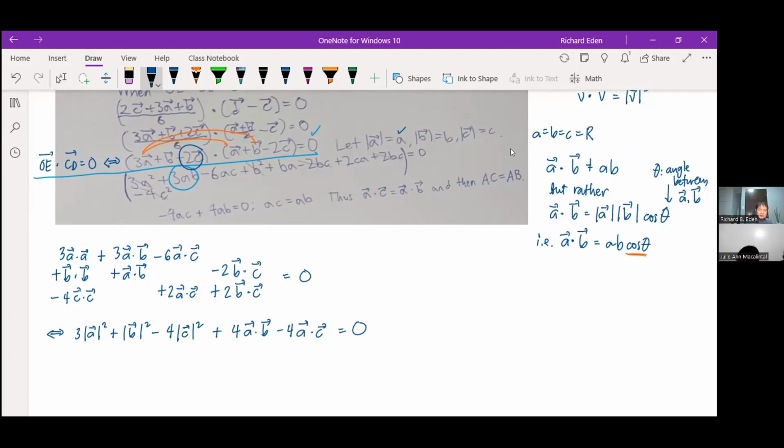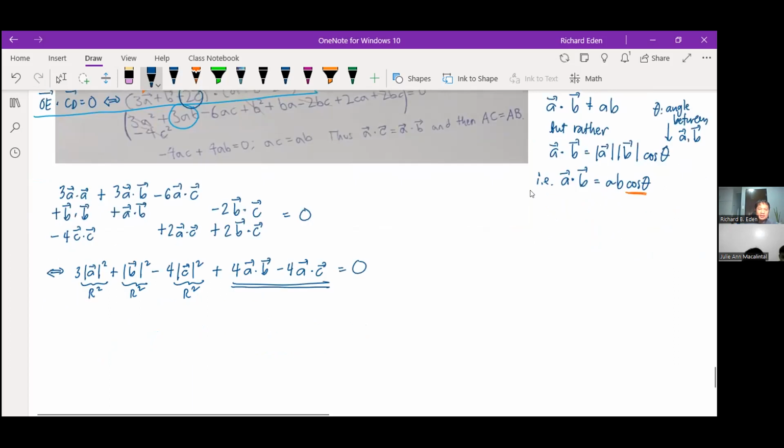But then this part, that's R squared, that's R squared, that's R squared, and we happen to have the good fortune where the coefficients are 3 plus 1 minus 4. And so the only thing that's going to be left here is this. And so we end up with the following, okay? 4, then you can cancel 4. So we end up with A dot B minus A dot C is equal to 0.